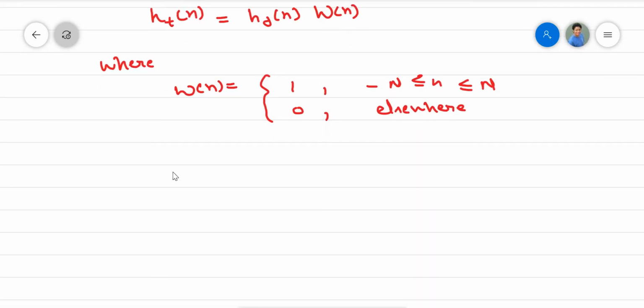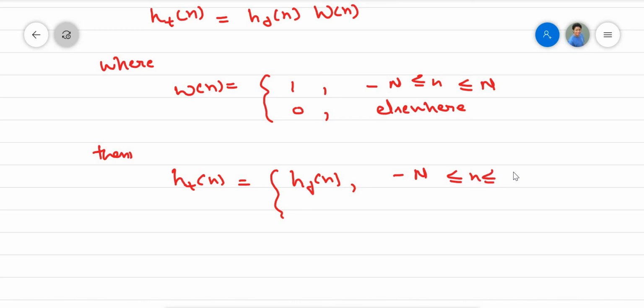Then h_t[n] is equal to h_d[n] from minus N to N and 0 elsewhere. If we apply this particular system, what we get is a truncated response of the filter which is only defined from minus N to N, right? Now one can see that we have truncated an infinite sequence into some finite sequence that is obviously having some impact over its frequency response, right?